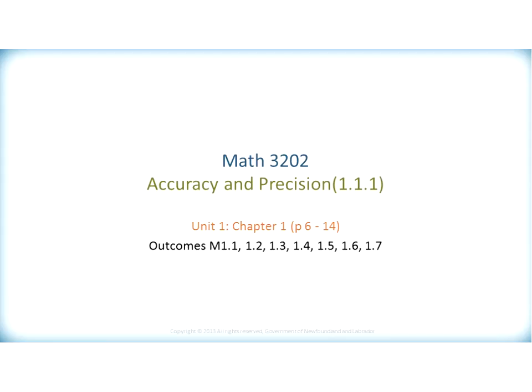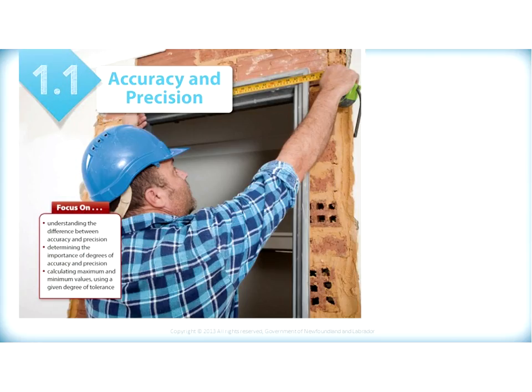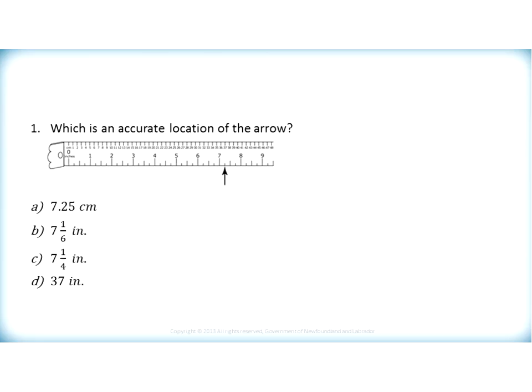Okay, we're going to look at some questions dealing with accuracy and precision, the types of questions you might see show up on a test or exam. So once again, accuracy and precision, we're going to be looking at understanding the difference between the two and determining the importance of degrees of accuracy and precision. Okay, the first question here says, which is an accurate location of the arrow?